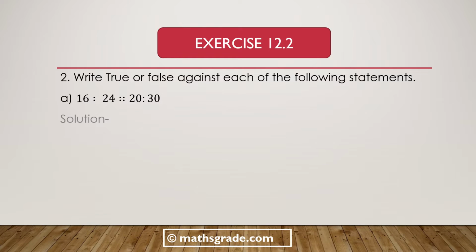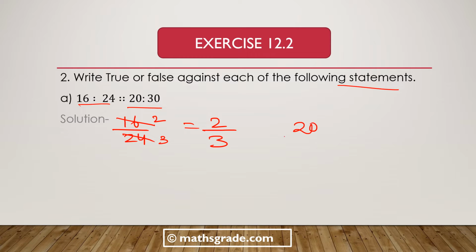Now question number 2, write true or false against each of the following statements. A: 16 is to 24 is proportion to 20 is to 30. 16 divided by 24, between 16 and 24, 8 is the highest common factor. 8 twos are 16 and 8 threes are 24, so it is 2 divided by 3. And 20 divided by 30 is 2 divided by 3.